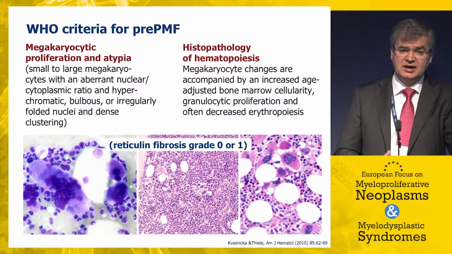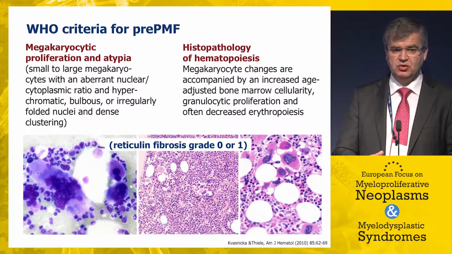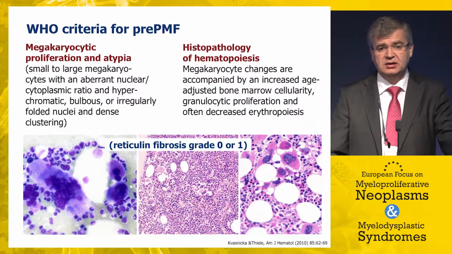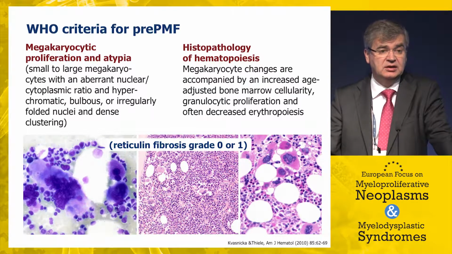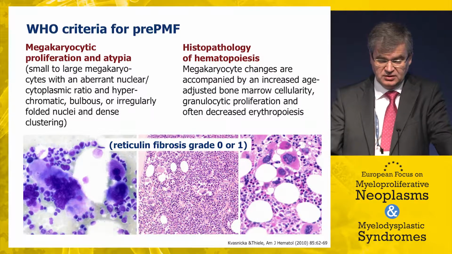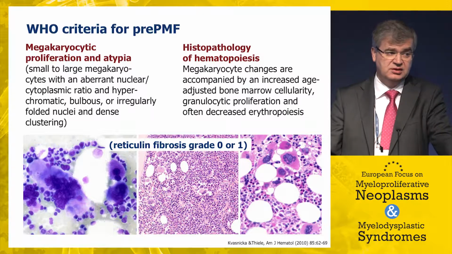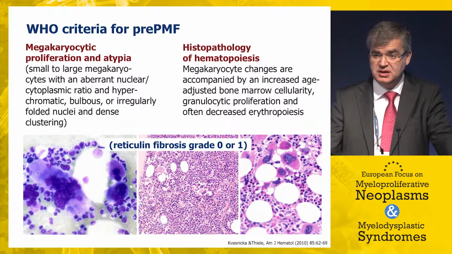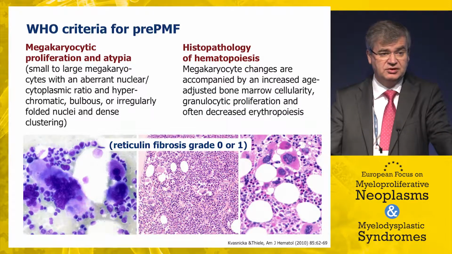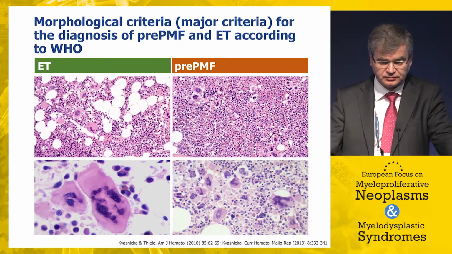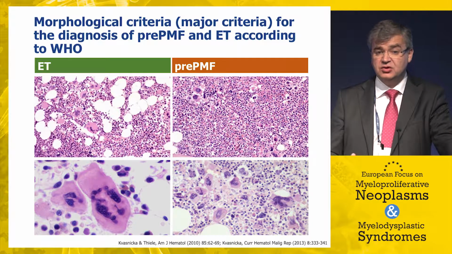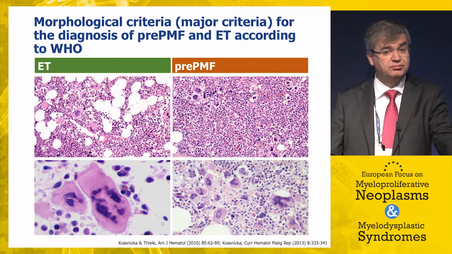And we see atypical clustering, or what we call a dense cluster in pre-PMF, which is not seen normally in ET or PV. So the atypical megakaryocytes, we can easily appreciate also on the smear, but much better in the trephine core biopsy, are the key to make the diagnosis. And ET is totally different. So ET is not pre-PMF.